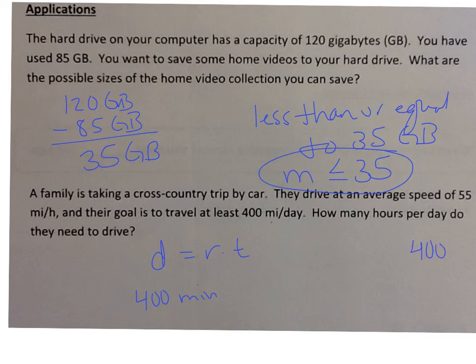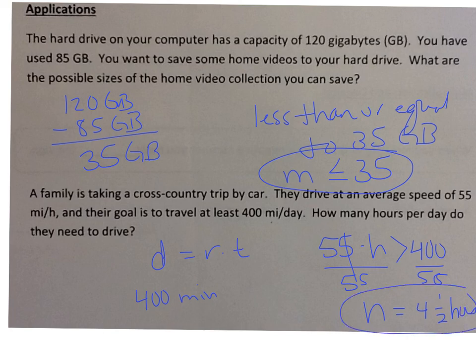So the total number of hours that they should go for needs to be 55 miles per hour times the number of hours, and that needs to be greater than the 400. Now to solve that, we're going to divide both sides by 55, and the number of hours is equal to about 4.5 hours. All right, that concludes this lesson.